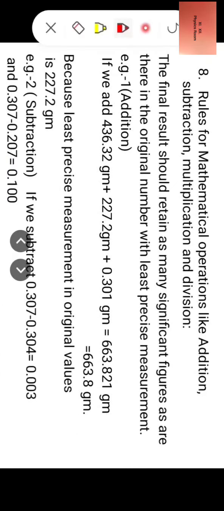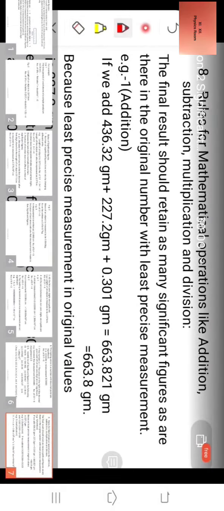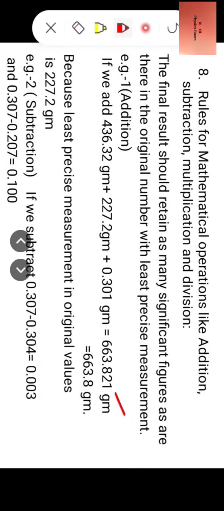For example, in the case of addition, if we add 436.32 gram plus 227.2 gram plus 0.301 gram, which is equal to 663.821 grams, we write it up to 4 significant figures, 663.8 gram, because the least precise measurement in the original values is 227.2 gram, which has 4 significant figures. So the final result we write up to 4 significant figures.